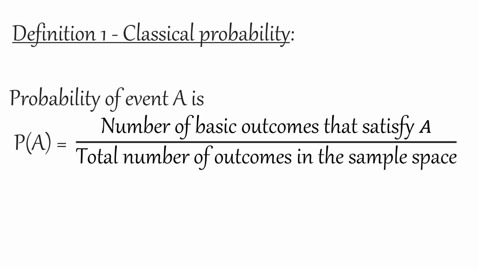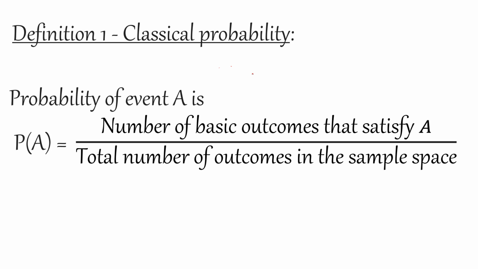Now we have beautiful definitions for probability. There are three different definitions of probability, and depending on the problem, we have to take the definition according to our requirement. Okay. Let us see, first one is classical probability.